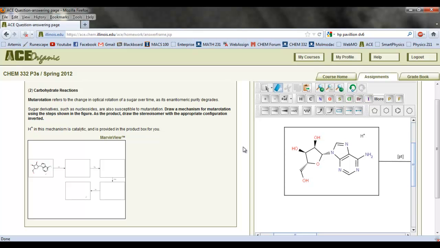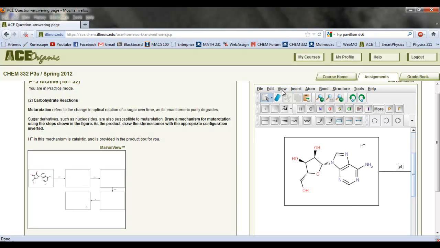Mutarotation refers to the change in optical rotation of a sugar over time as its enantiomeric purity degrades. Sugar derivatives, such as nucleosides, are also susceptible to mutarotation. Draw a mechanism for mutarotation using the steps shown in the figure. As for the product, draw the stereoisomer with the appropriate configuration inverted. H+ in this mechanism is catalytic and is provided in the product for you.